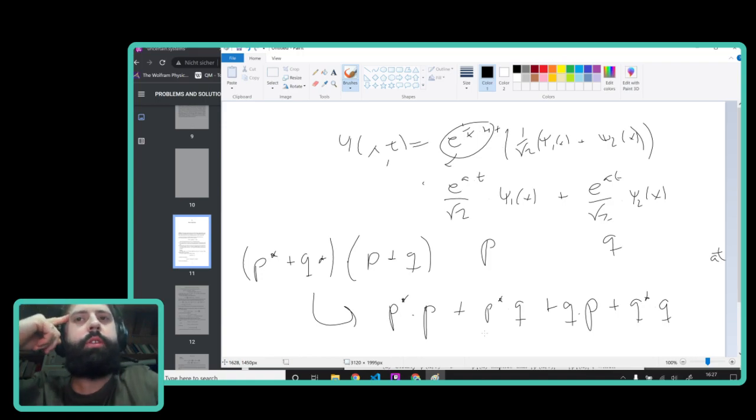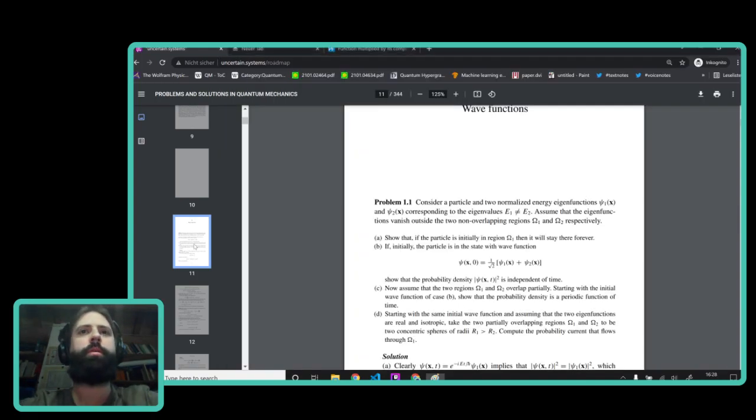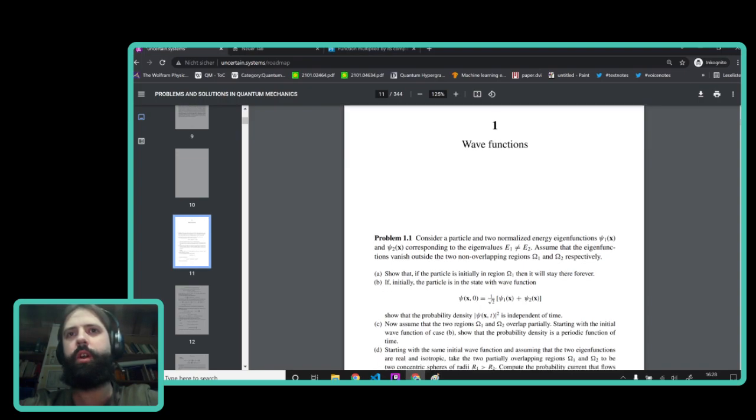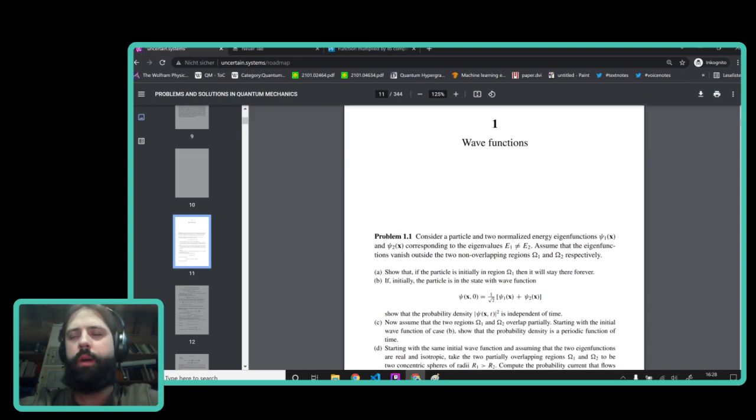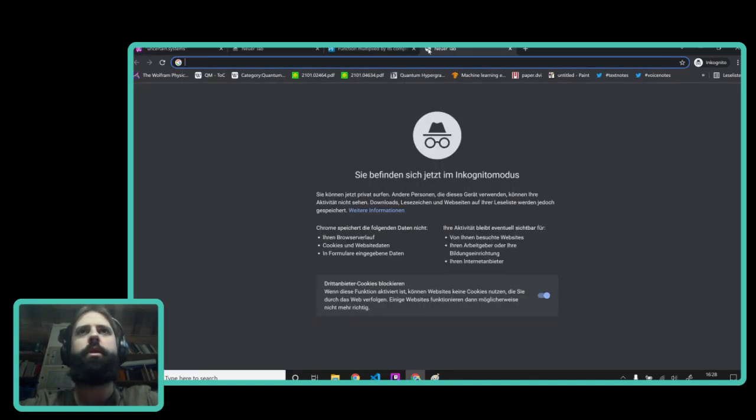My intuition tells me that now here we have to deal with these terms, right? What is the information that we have? We say that the regions are not overlapping. So my assumption is this means that the inner product of these two wave functions should be zero. But I don't know if it's the inner product or the product with its own complex conjugate, right?